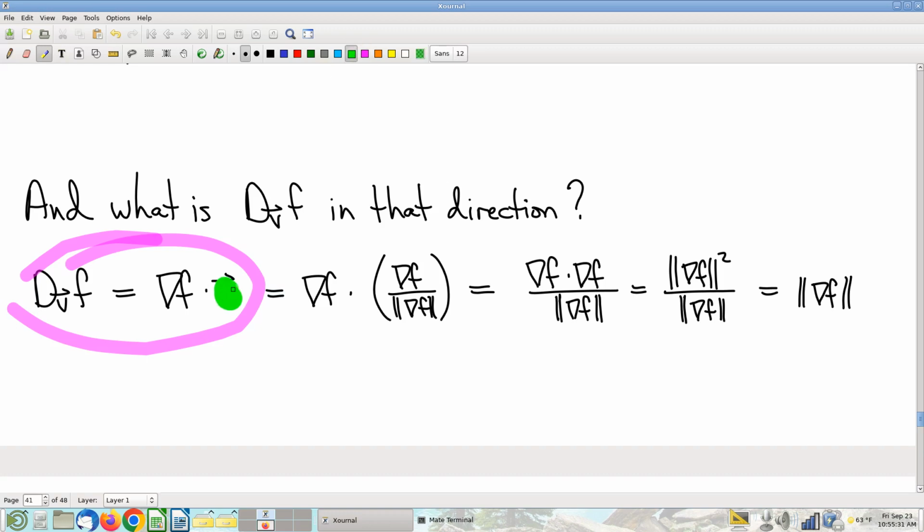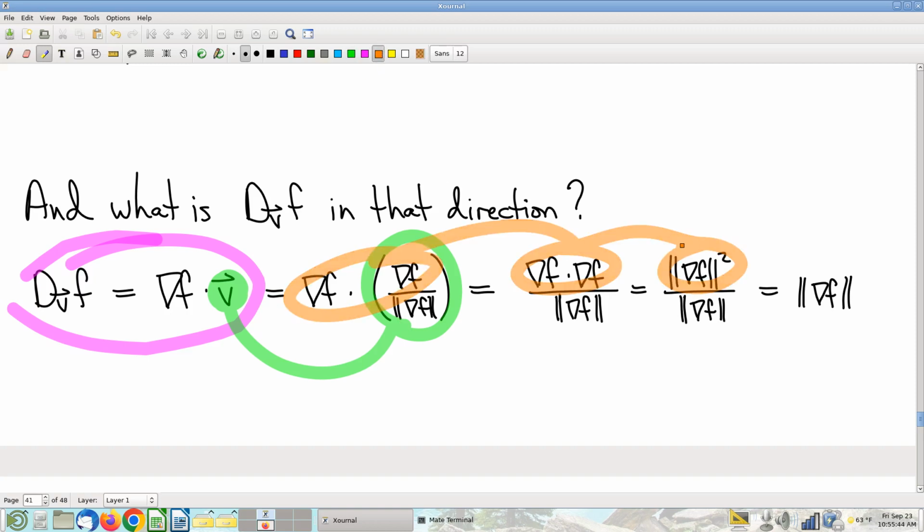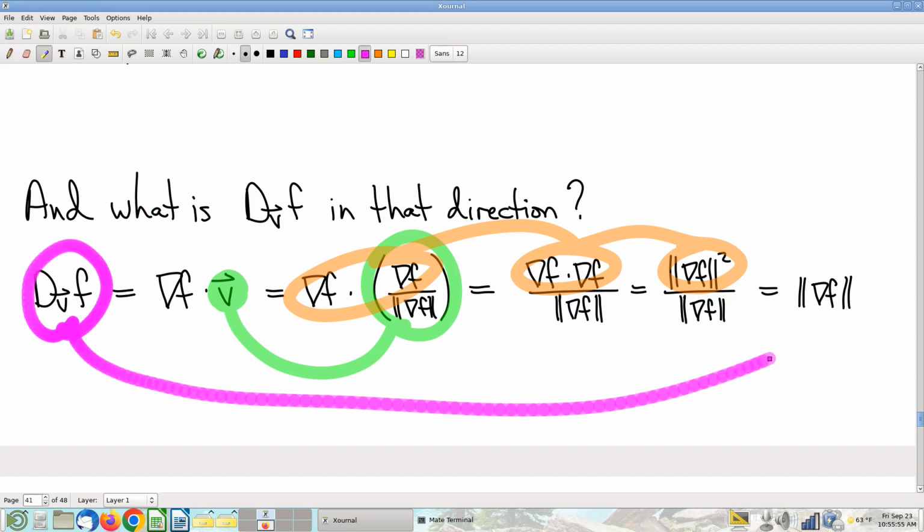We've already agreed that our optimal direction is the direction of the gradient, aka it's the gradient divided by the magnitude. Then we find that we've got gradient dot gradient, and that's magnitude squared. So I have magnitude squared divided by magnitude, and that gives me that the directional derivative I'm interested in is the magnitude of the gradient.